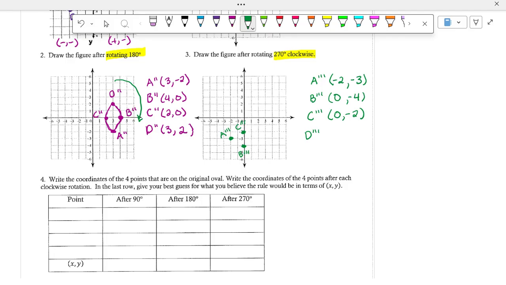Lastly, D. D double prime is in quadrant 1, so if I go another 90, where would it go? It would go into the 4th quadrant. So 4th quadrant, what's true about the signs? What do the signs have to look like in the 4th quadrant? Positive, negative. So the y value is negative. And then what do I have to do? Flip the x and y. So this would be 2, negative 3.